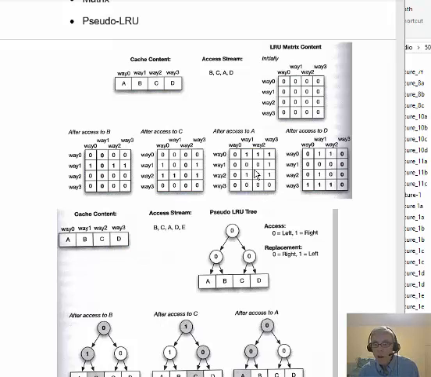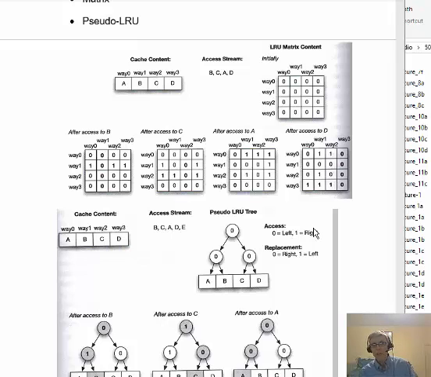Then A is referenced, and this is in way 0, so all the bits in the row for way 0 are set to 1, all the bits in the column are set to 0. And then finally we access D. In this case, all the bits in the way for D are set to 1, and all the bits in the column are set to 0.